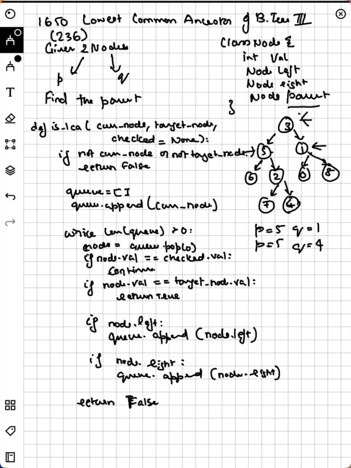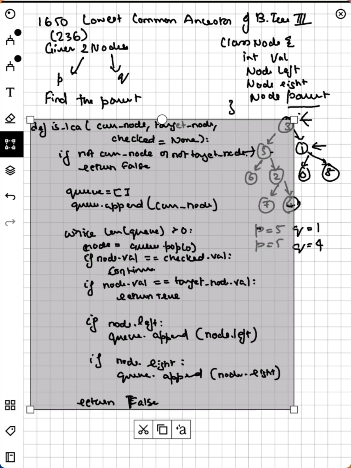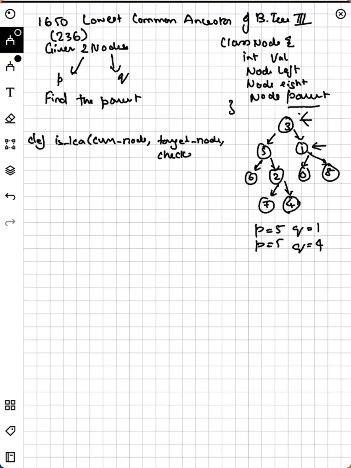Okay, so this is the traversal code. I am just going to keep the definition and go ahead with the main. So now what we have defined is LCA, which takes the current node, the target node, and it also takes the checked node, and it returns a bool value to you. Now this is already done. So now let's go to the next part.